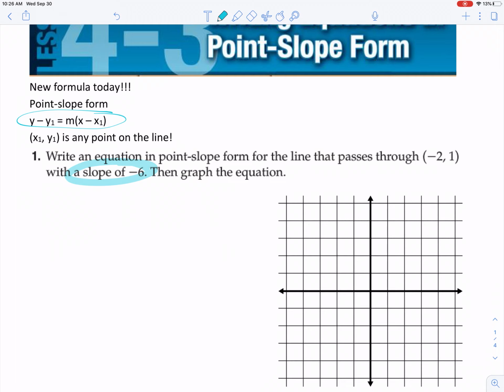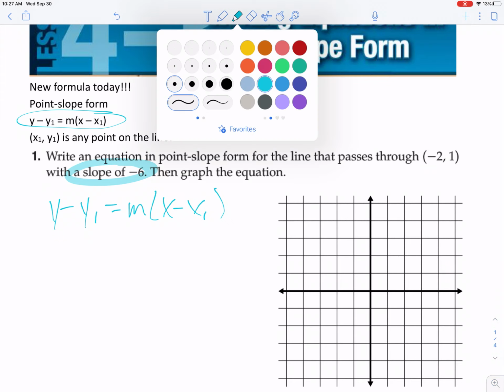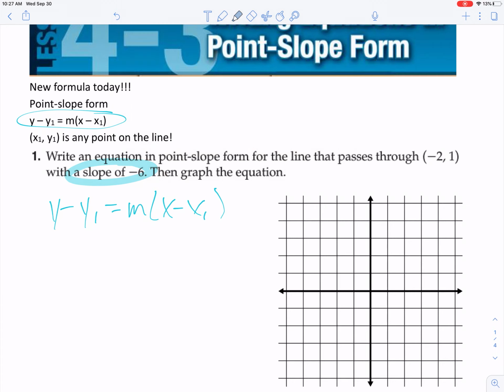If I have this equation, y minus y1 equals m in parentheses x minus x1, where it says y1 and x1, that's where it is telling you to plug in a point for those. So what I'm going to do, y minus, here's the x and y I'm going to use, 1. Slope is -6, x minus, x is -2. That's actually a double negative, so that'll be a nice positive, like so.